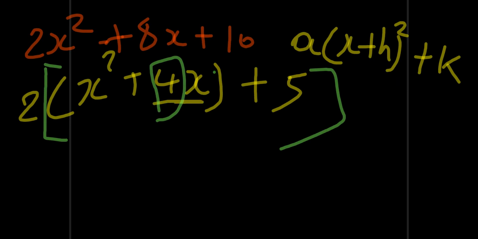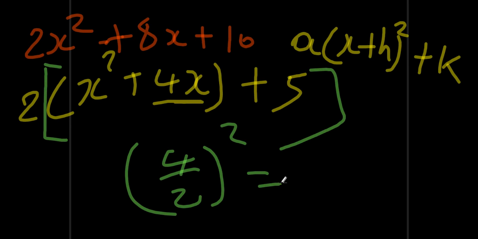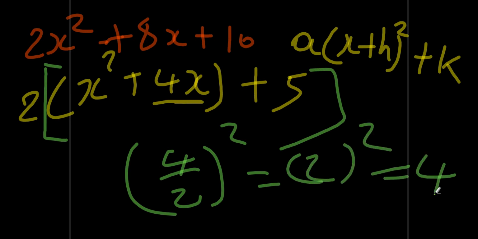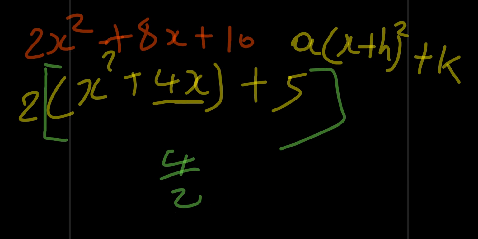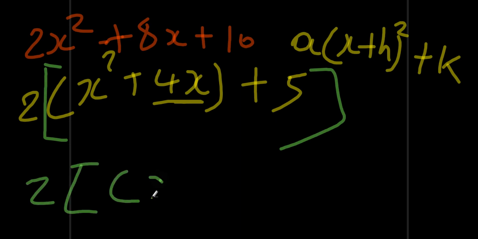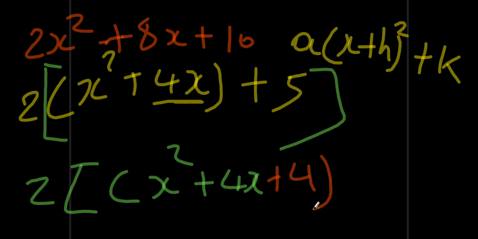So half of 4 is 2, and then the square. So 4 divided by 2 gives us 2. When we square it, we get 4. And so the number that we actually get is 4. And so we'll say 2, right? This bracket, close that small bracket, x squared plus 4x plus the 4 that we got. And let me use a different color to write this 4 so you can see that something special is happening right here. Close bracket.